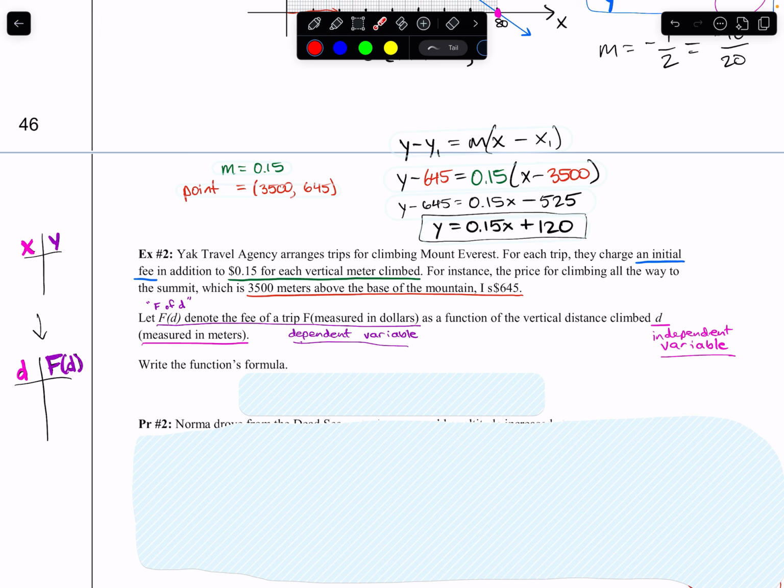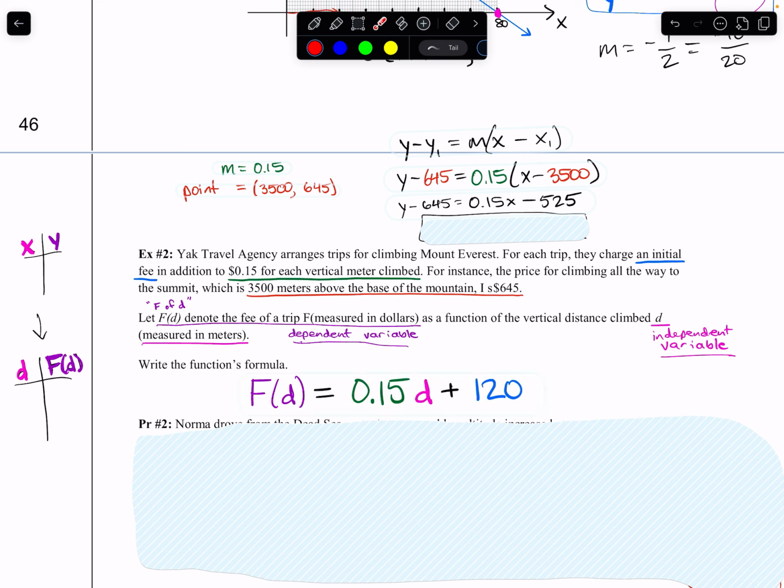Distribute, add 650 to both sides, and now we can see that this line has a slope. Well, we already knew it had a slope of 0.15, but it has a y-intercept of 120. All we're going to do here is replace y with this new notation that we're using, the dependent variable, and replace x with this new notation. We're going to use d for distance climbed. And that's it.